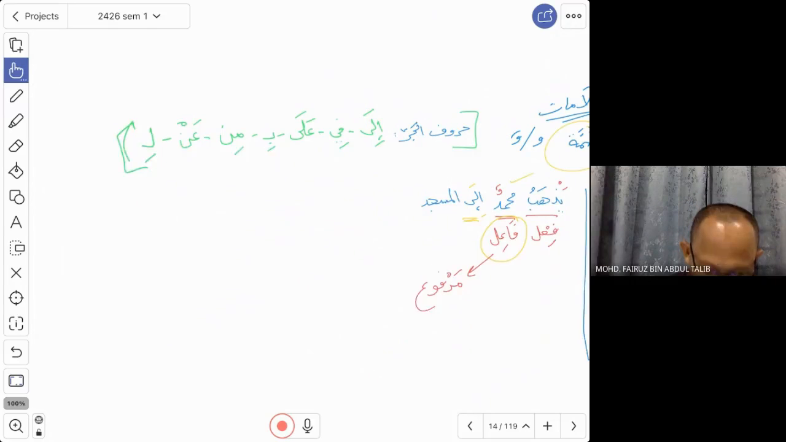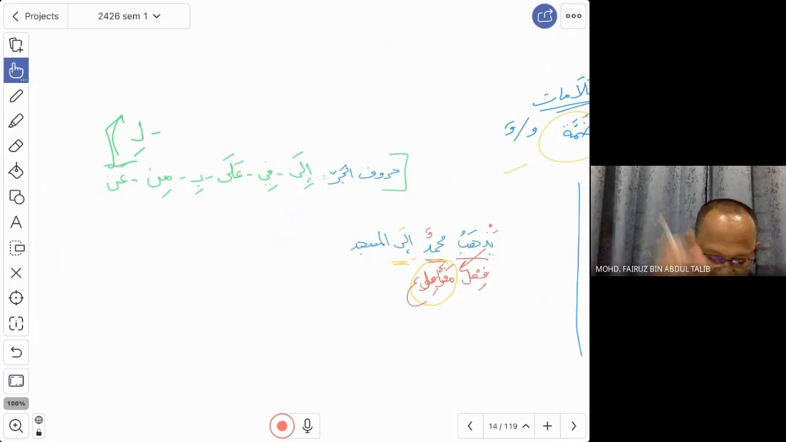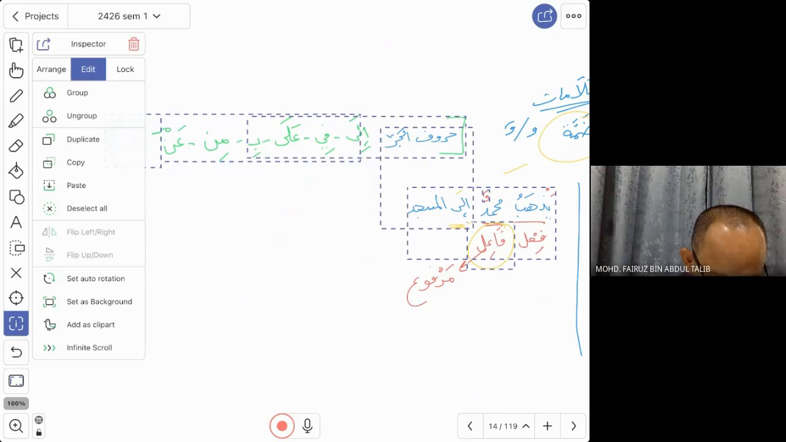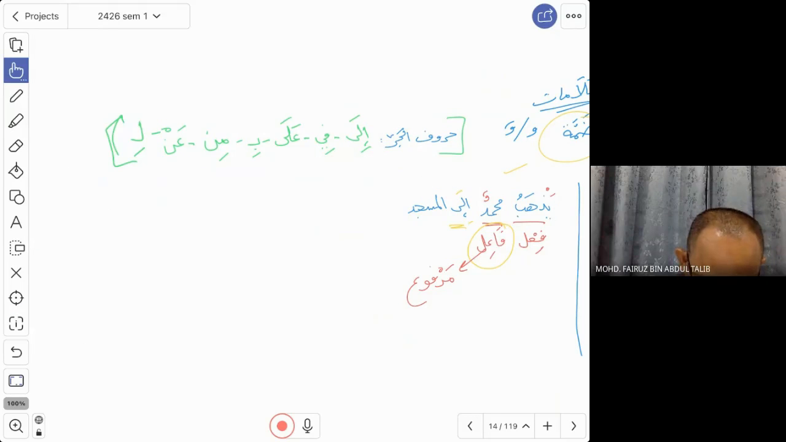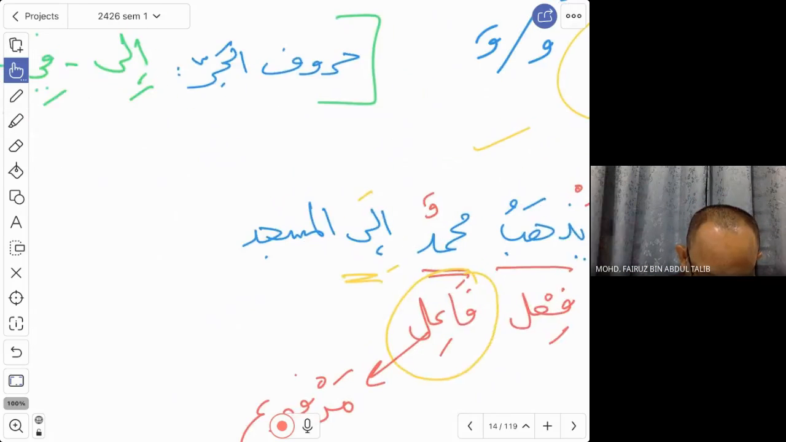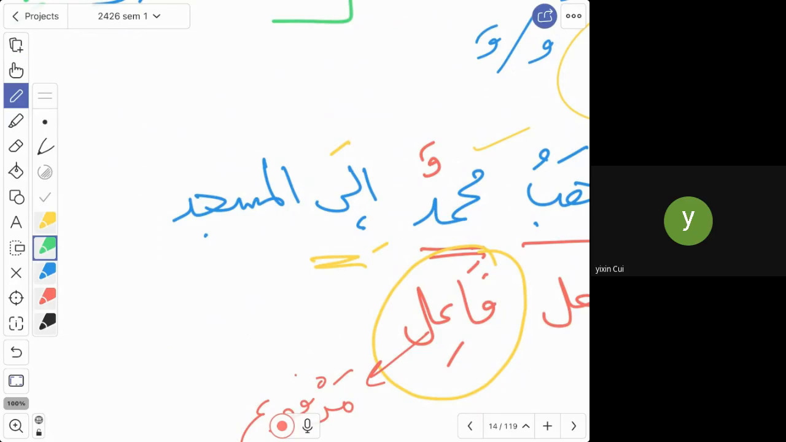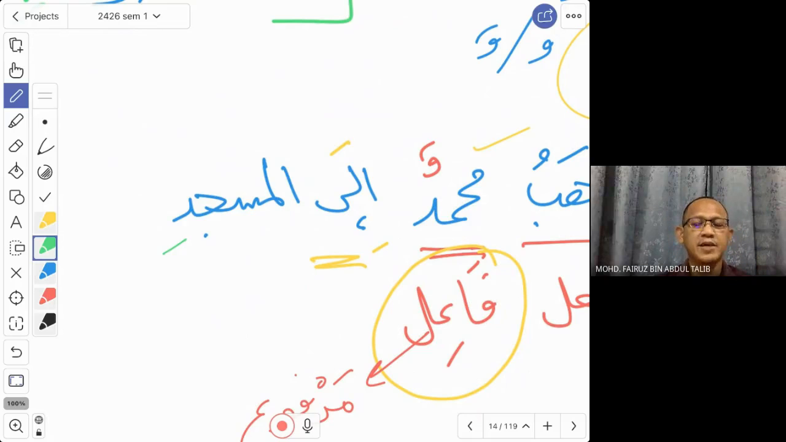So in your previous lesson, when you have a harful jar, how do you read the word after the harful jar? You have to read it with a kasra. Good. This is what your ustaz or your ustazah have told you previously. Every time you have harful jar, you read the word with a kasra. So in the sentence, you say ilal masjidi. Okay, good. But my question, why do you have to put a kasra? Why can't I put a fatha, ilal masjida?